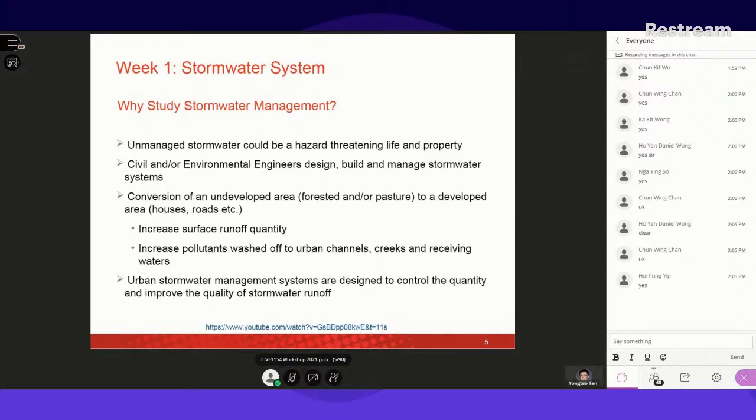I will introduce later. Actually, it's about the stormwater storage tank, the underground stormwater storage tank located in Happy Valley. Okay, I will introduce that.